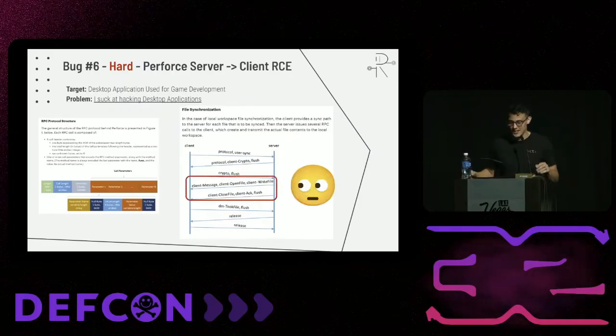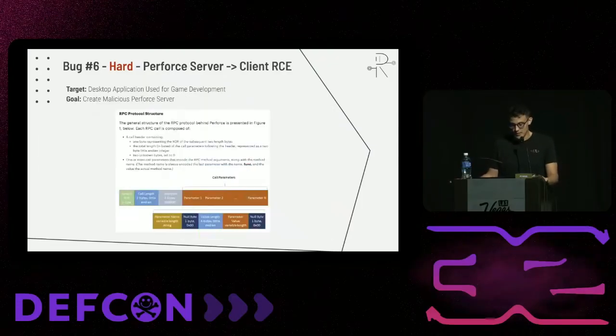Now, if you read that for a second, you'll see something a little bit odd, right? The server says, client open file, client write file. And I was like, that seems odd that the server can just say write files, but it is a version control system. I wonder if there's any path traversals or something nasty that I can do with that. So on a hunch, I started developing this malicious Perforce server.